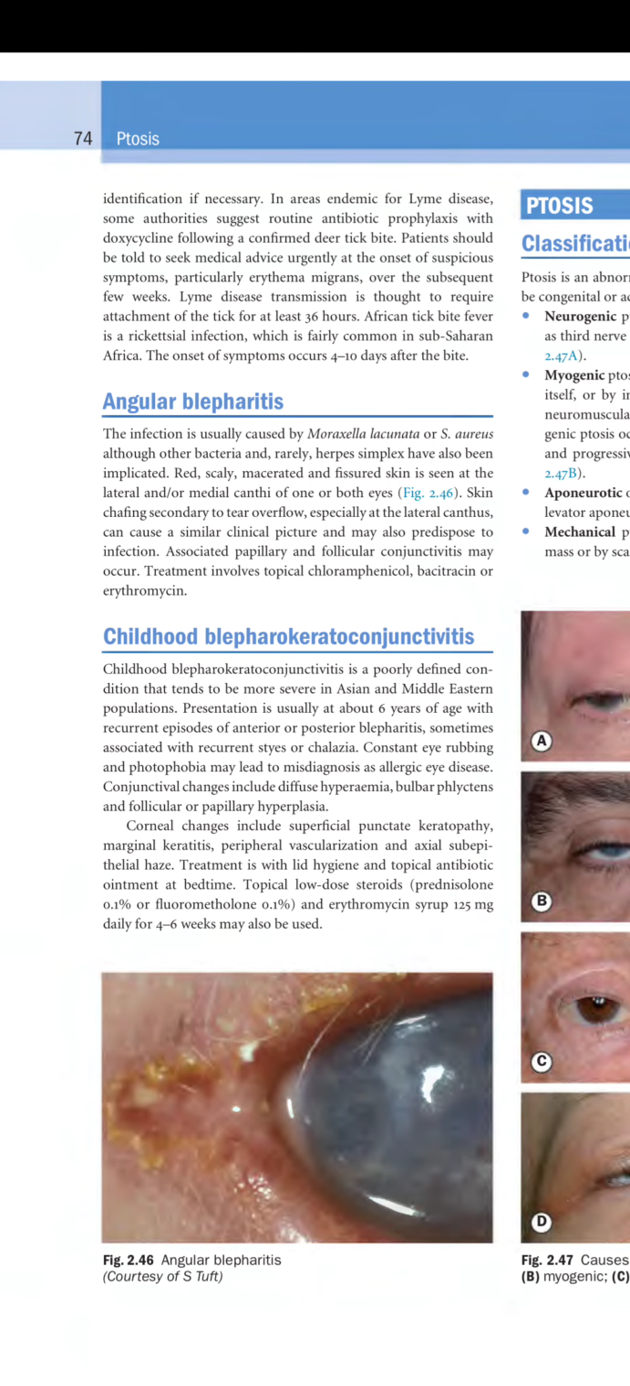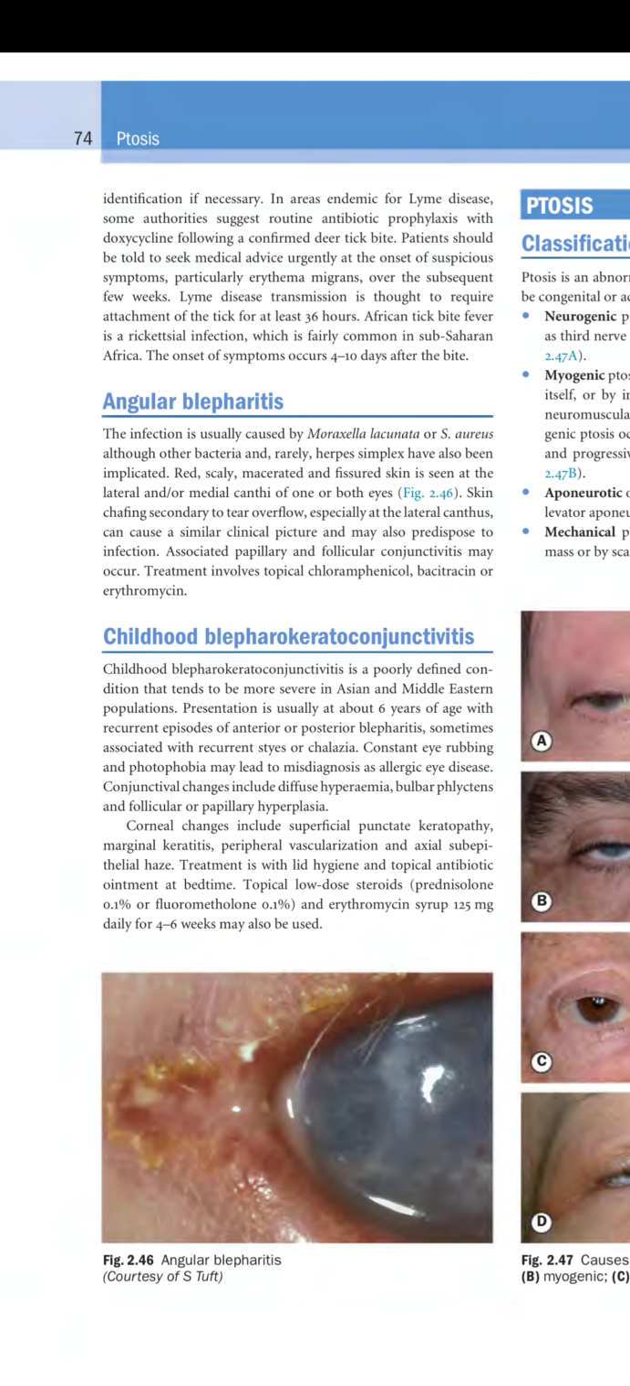Childhood blepharokeratoconjunctivitis. Childhood blepharokeratoconjunctivitis is a poorly defined condition that tends to be more severe in Asian and Middle Eastern populations. Presentation is usually at about 6 years of age with recurrent episodes of anterior or posterior blepharitis, sometimes associated with recurrent styes or chalazia. Constant eye rubbing and photophobia may lead to misdiagnosis as allergic eye disease.